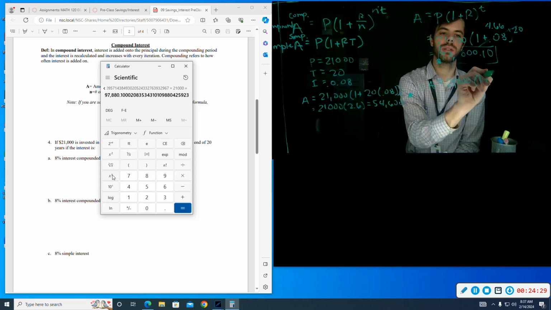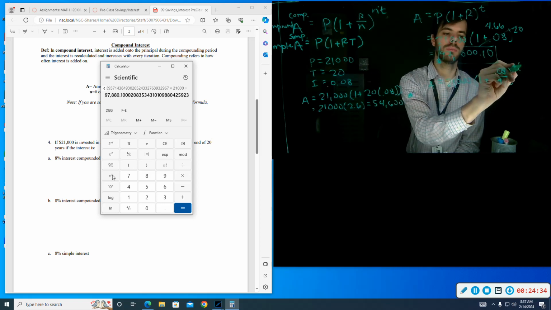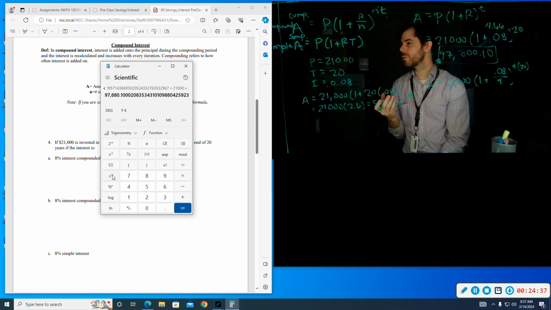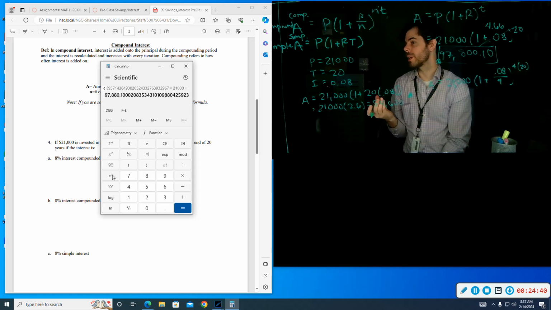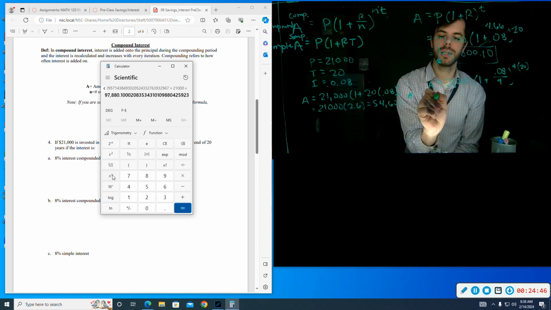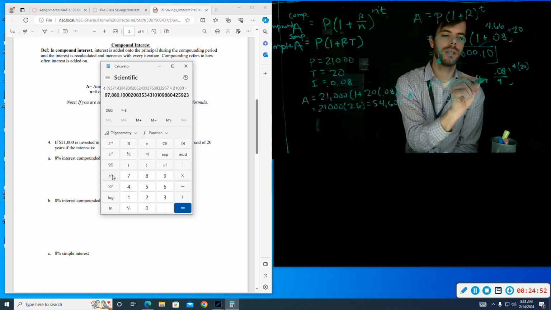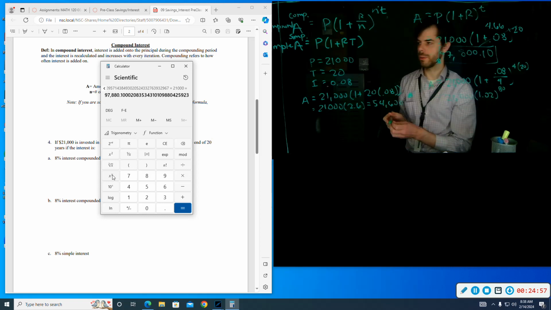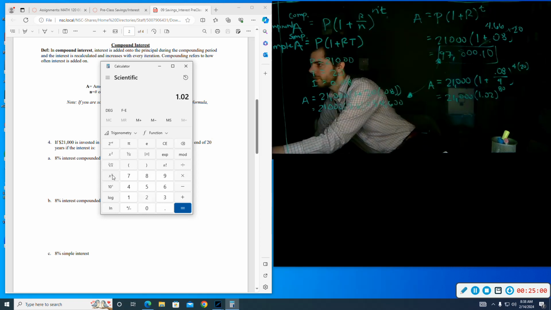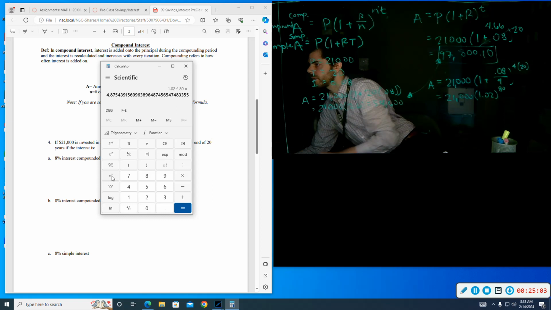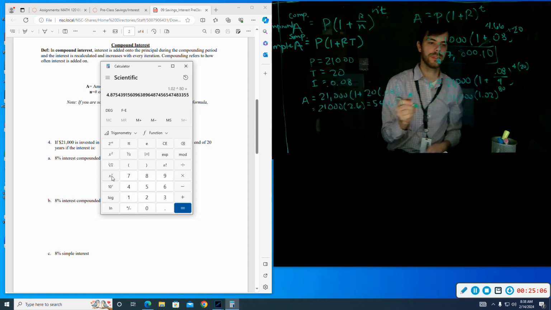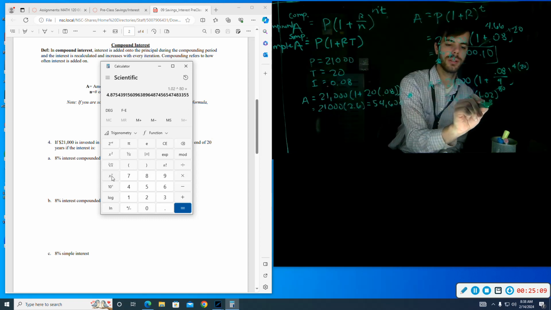multiplied by (1 plus our rate, 0.08, divided by 4) raised to the 4 multiplied by the 20th power. That 4 times 20, you can think of as how many quarters you've gone through in 20 years. In this case, that ends up being 80. So if I plug that in, I get 21,000 multiplied by (1 plus 0.08 divided by 4, which is 0.02), so 1.02 raised to the 80th power. 1.02 raised to the 80th power gives me 4.875. So this factor here is 4.875.